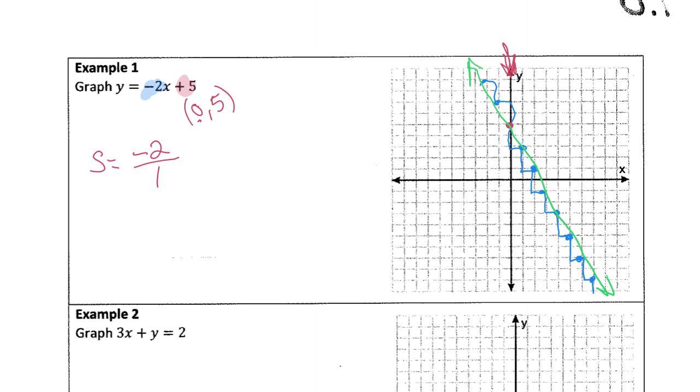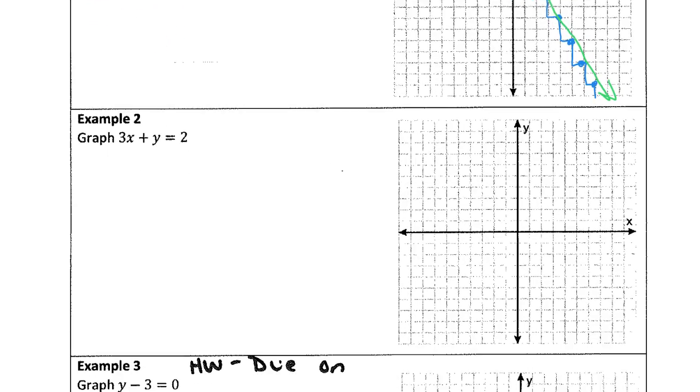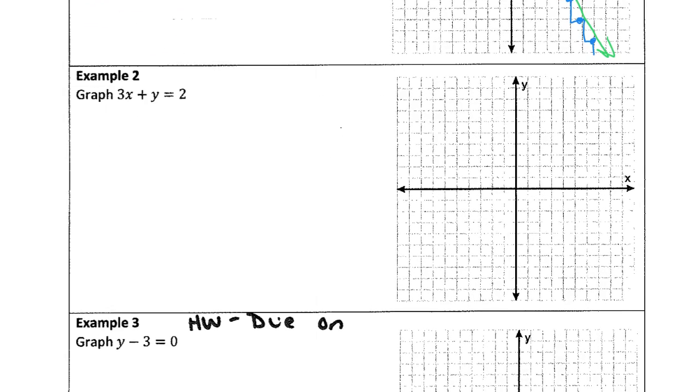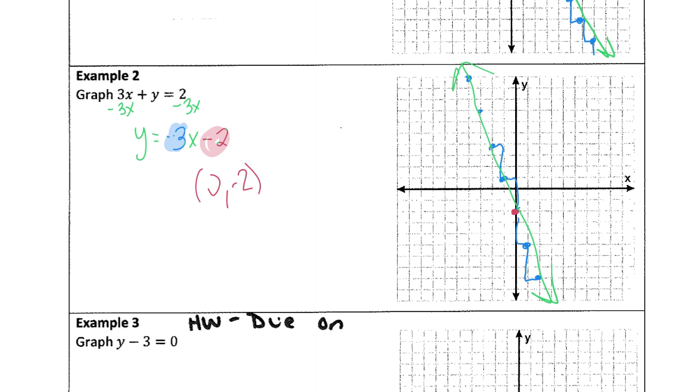So hopefully you're getting the hang of it. I want you to try example 2 on your own. Okay, try example 2. If you want to solve for y and then unpause and see where I go from there, that's cool too. Start always by solving for y, finding your y-intercept, and then graphing using your slope.